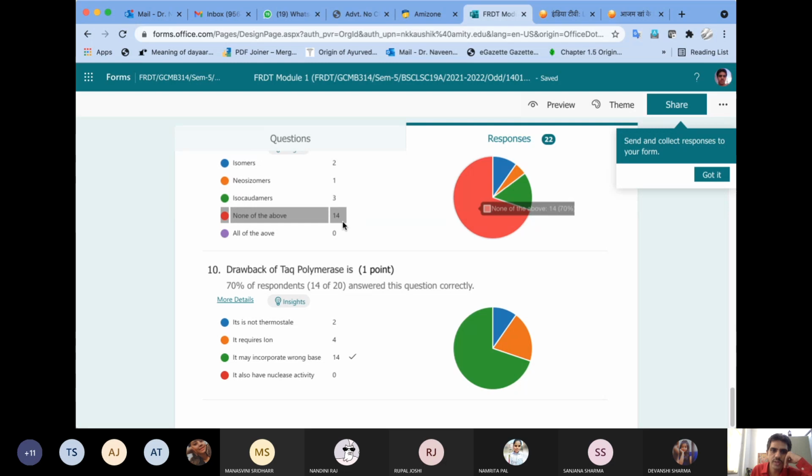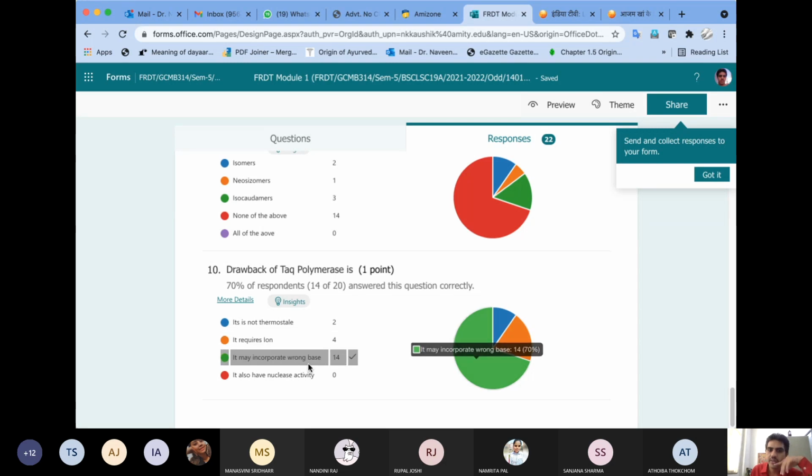And so 14 have given the right answer. The tenth question is the drawback of Taq polymerase. Is it not thermostable? Yes, it is thermostable. It requires ions. Yes, it requires ions, but that's not a drawback of it. Every enzyme requires ions. And does it have a nuclease activity? It's not a drawback. We do not have a nuclease activity.